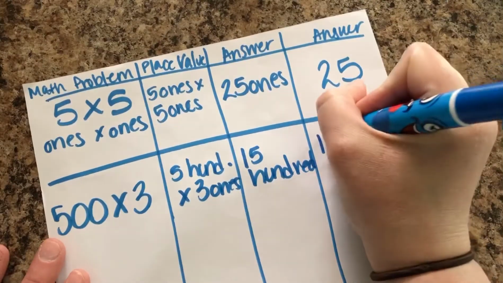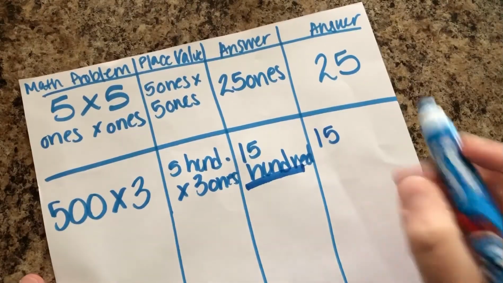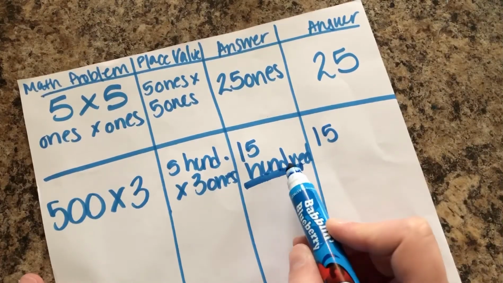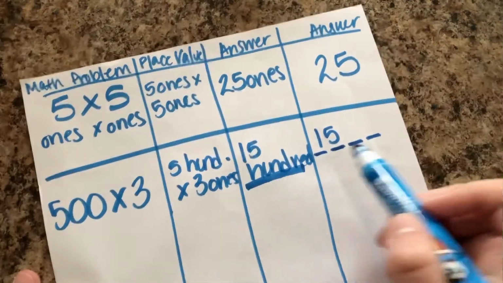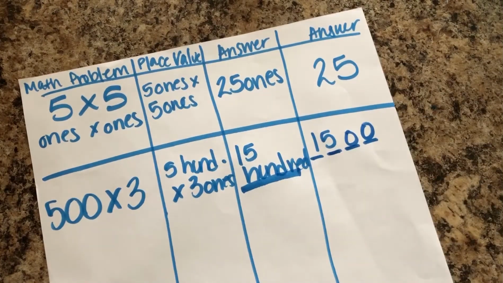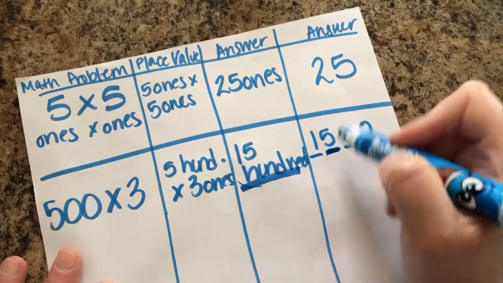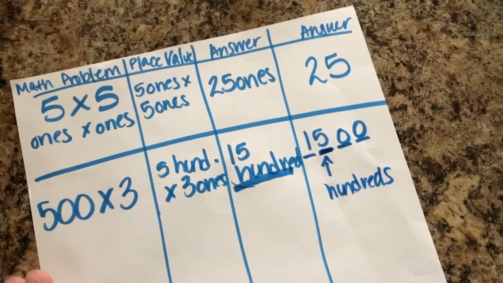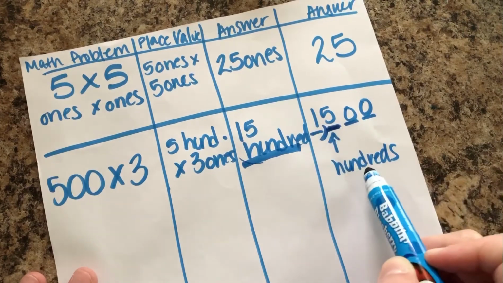So first I'm going to write our 15, and I'm going to think about place value, that hundreds place value. I know my last digit here needs to be in that hundreds place value. So I'm going to say this has to be in the hundreds. That's how I get my zeros there, because this is the hundreds. 15 in the hundreds. This is the hundreds place value. So that's how we know that it's 1,500 or 15 hundreds.